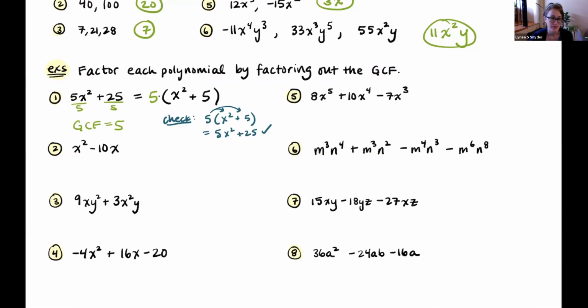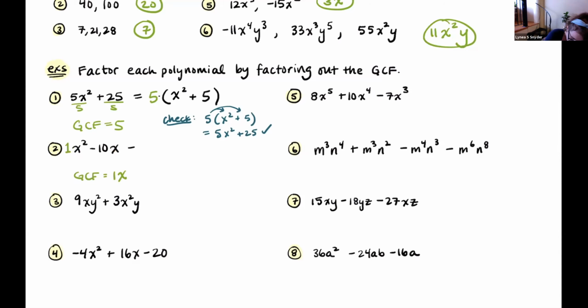All right, example number 2, we've got x squared minus 10x. Okay, so again, we look at the numbers. We've got really a 1 in front of the x squared. We've got a negative 10 in front of the x. So the greatest thing that can go into both of those is just a 1. Then you look at the powers of x. We've got x squared and we've got x to the first. The greatest power that can go into both of those will just be x to the first. So our greatest common factor is x to the first.